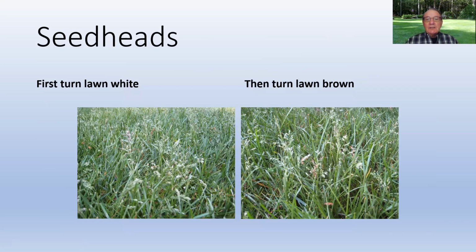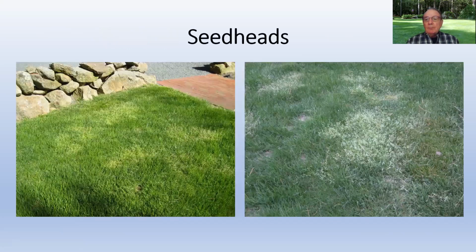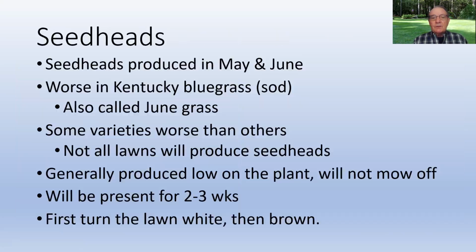What you'll first notice is the seed heads begin as white, and as time goes by, the seed heads will begin to turn brown and give the lawn a brown appearance. Just a couple of other shots you can see here on the left-hand side. There are patches of some kind of grass in this lawn that are going to seed. And the right-hand side is just another example of how seed heads can appear white in a lawn initially, and certainly will create questions or concerns on the part of many of our customers.